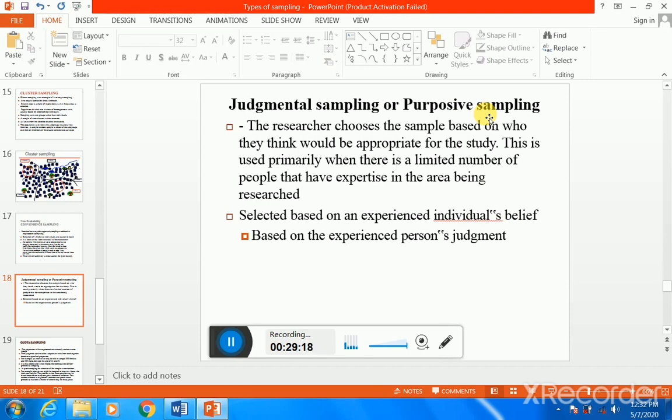When I select the students, this selection is upon my expertise and my judgment, because I know these are my students and I know their caliber. So such selection is based upon the experience of expert people. Such sampling is known as judgmental sampling.